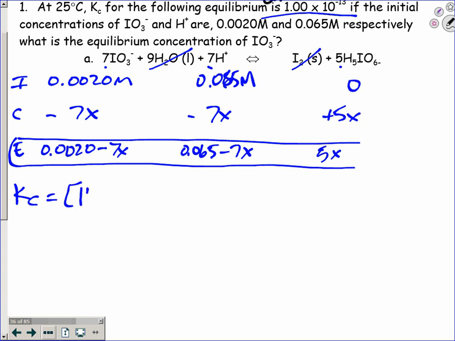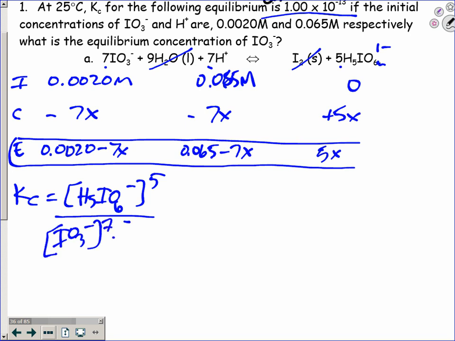H5IO6, concentration of H5 iodate. Nope, IO6, that's a 1 minus charge. So that's raised to the 5th power over iodate to the 7th times hydrogen ion to the 7th. Okay, well now what am I plugging in for these? 5x to the 5th. If you don't write this first, very commonly people forget the exponent, so that's why I always make your expression first.